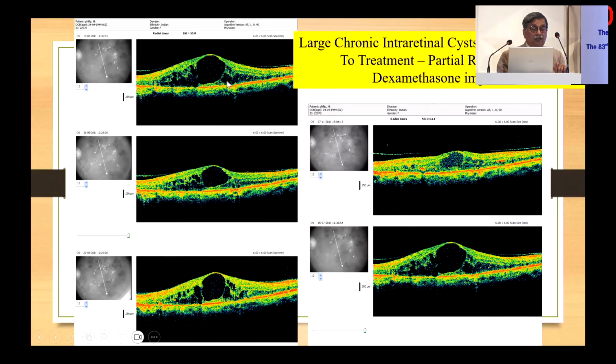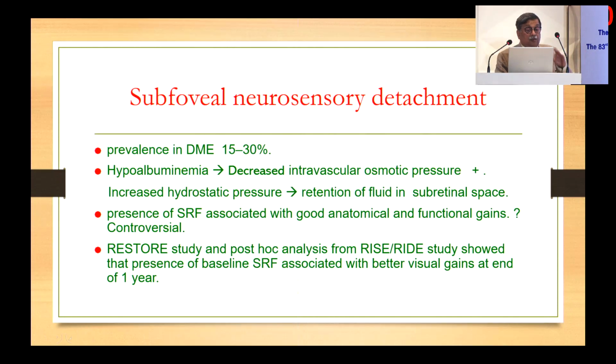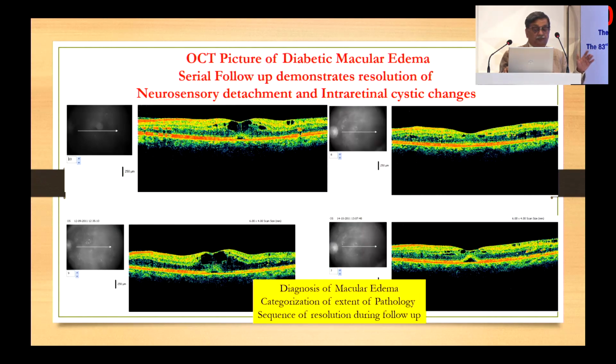Now you see here, large cysts treated with one intravitreal injection, another one, did not become okay, and then was given Ozurdex and finally responded. Neurosensory detachment is another sign of diabetic macular edema, present in up to 15 to 30% of cases, more associated with nephropathy, hypertension, and once they become okay, it becomes better. These patients show a better visual prognosis. It's basically because they don't damage the retina as much as intraretinal cysts do.